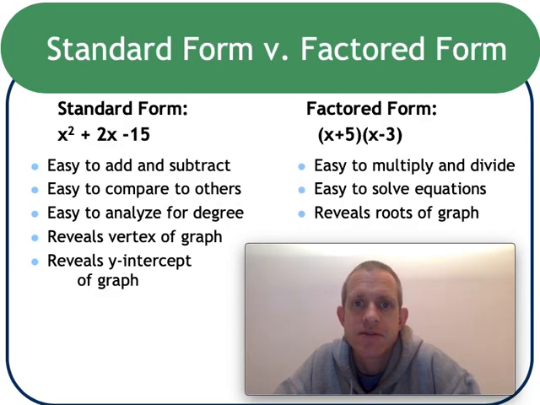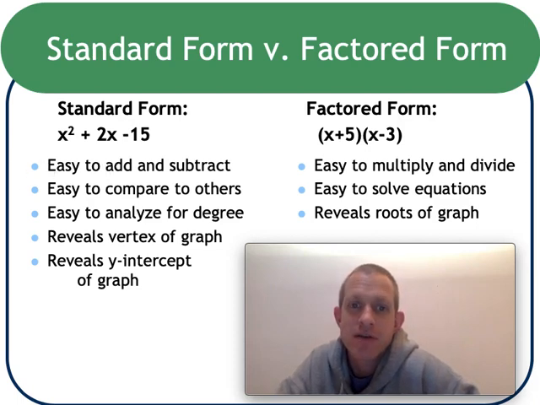Here's a bit of a list of the benefits that each form can provide. Standard form is the form that you'd need if you're going to add or subtract. It's also the format you might need if you wanted to compare it to other polynomials. It's also really easy to see what the degree is when it's written in standard form, because that's just this first number here, and the degree tells us things like how many solutions an equation might have that's got a polynomial in it. Eventually, when we start looking at graphs of these, the standard form will also tell us where the vertex is, and it's really easy to see where the y-intercept is.